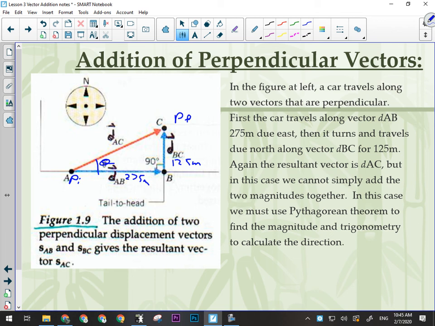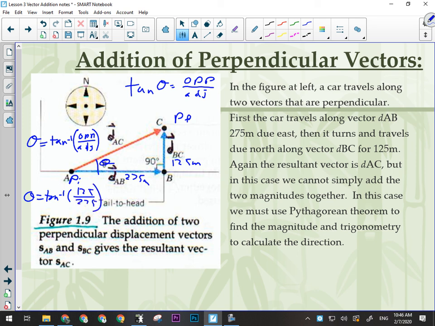Tangent, right? So the tan of theta equals the opposite side divided by the adjacent side. I just want to find theta, so I'm going to bring tan over, and theta will be tan to the minus 1, or inverse tan, of the opposite side divided by the adjacent side. Which in this case is going to be tan to the minus 1 of 125 over 275. That will give me that angle.